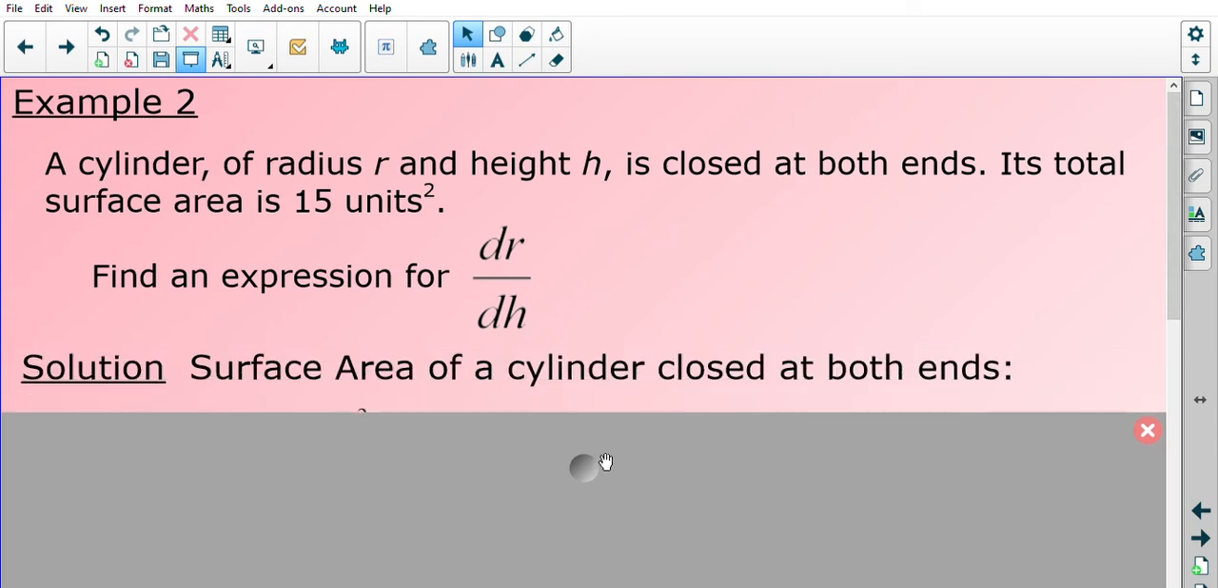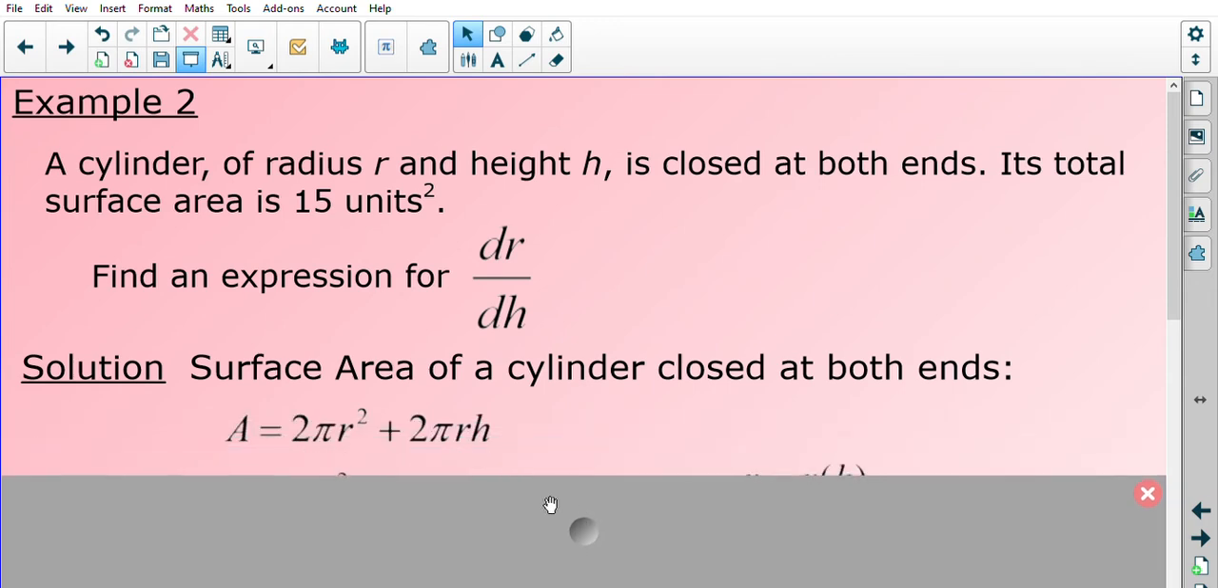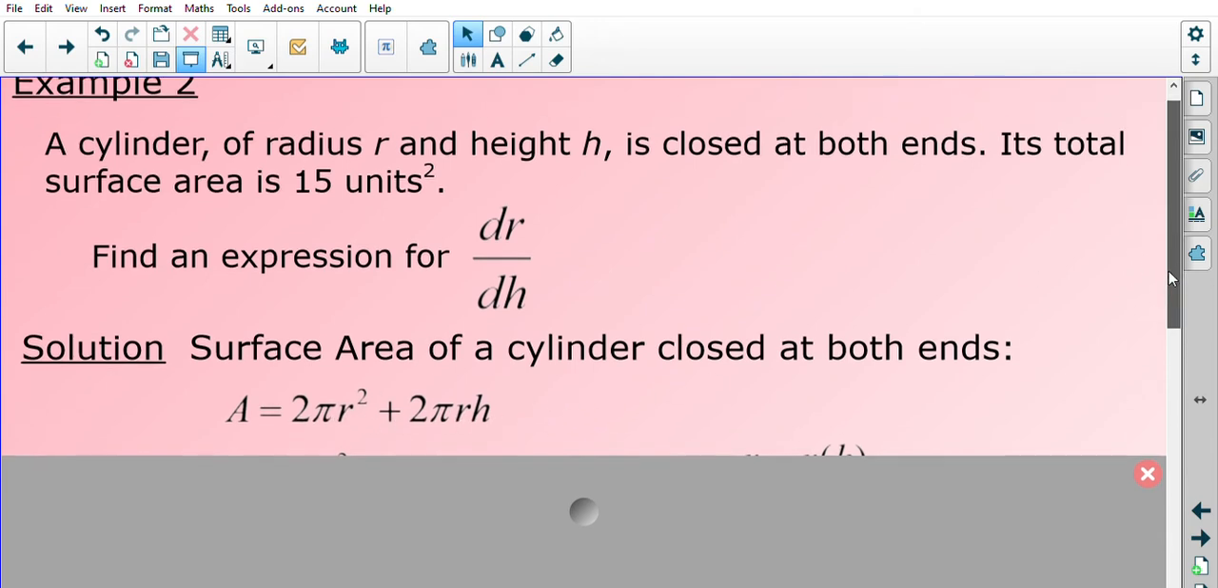Well, solution. The surface area of a cylinder closed at both ends is 2 pi r squared. The area of the top part and the bottom part is pi r squared each, so we have two lots of pi r squared. Then we also have to add in the height aspect of the cylinder, so we times the circumference by the height. The circumference is 2 pi r times the height h, so it's 2 pi r h. So this is the surface area formula for a cylinder that's closed at both ends.